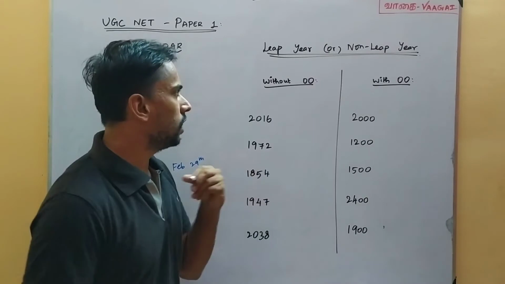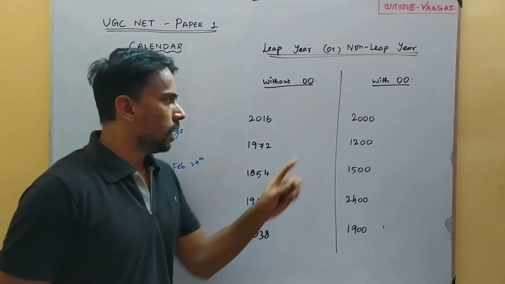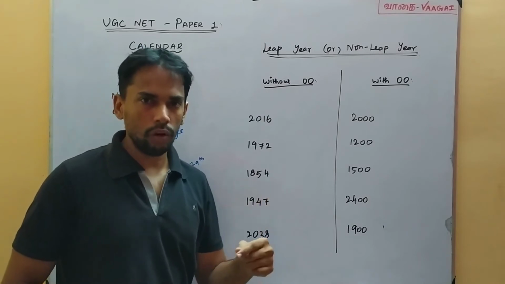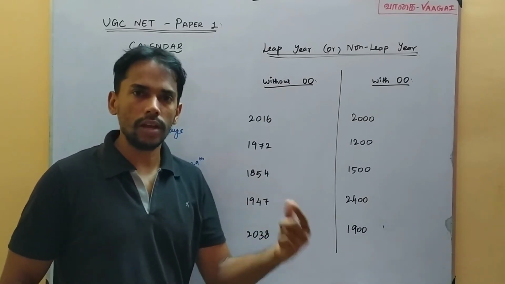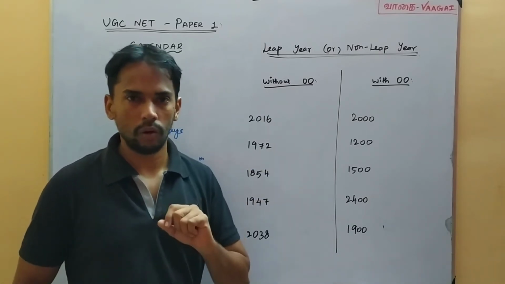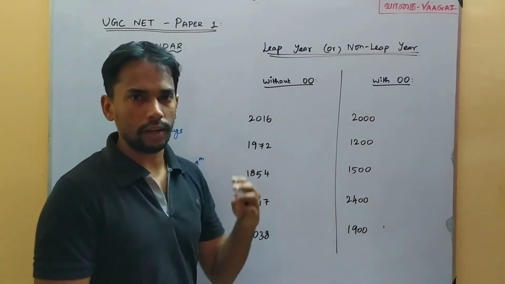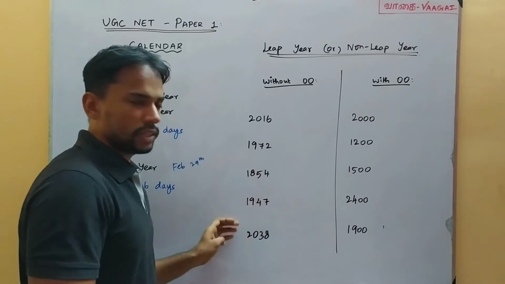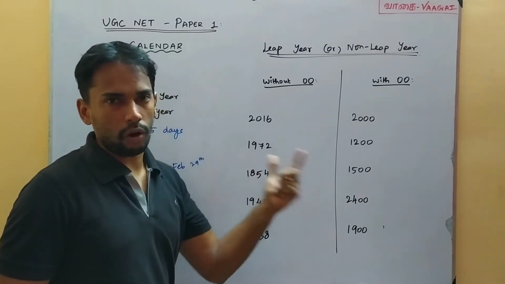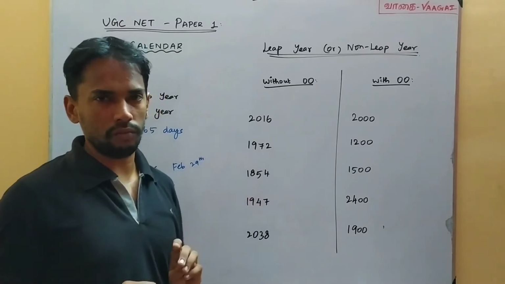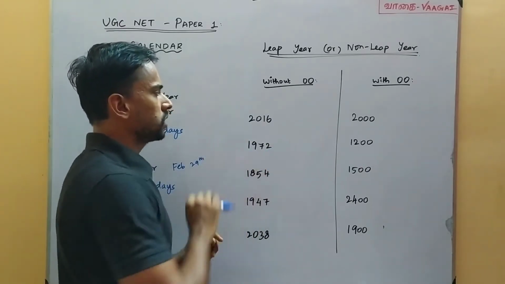Let's see here. We have a few examples. I have just listed some years here. Now we will see how we can conclude whether a given year is a leap year or a non-leap year. For which we have 2 categories here. I will tell about that later, but we will start to examine whether it is a leap year or not. Let's do it one by one quickly. The process is going to be very simple.